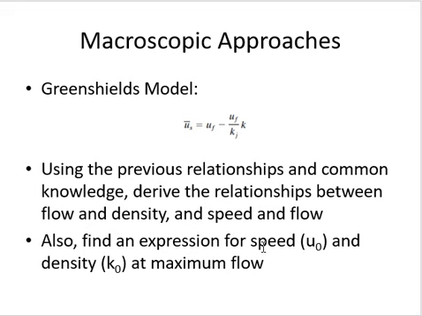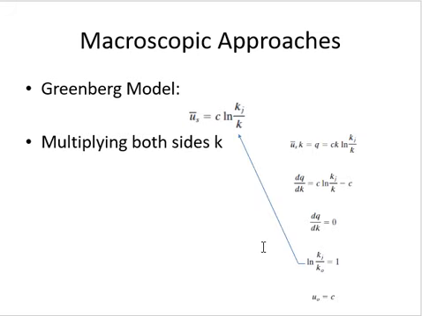Okay, so because we have already seen some of the other relationships, mainly this one. So if you have a relationship between speed and density, then you can also calculate the rest. Clear? Okay, so this is there. And then we have the Greenberg model. Okay, the Greenberg model, you can see now it is more complicated.